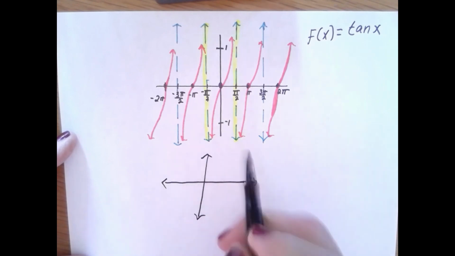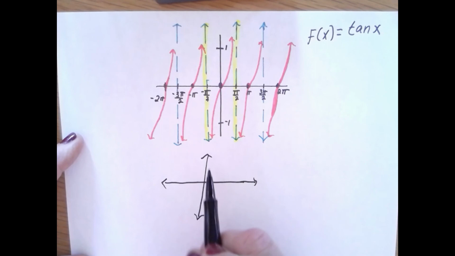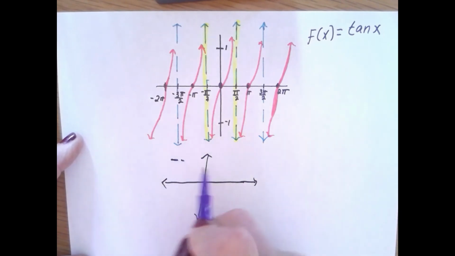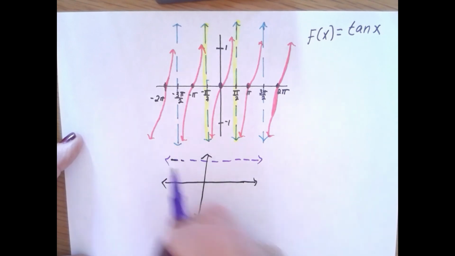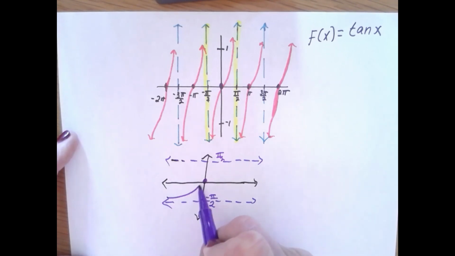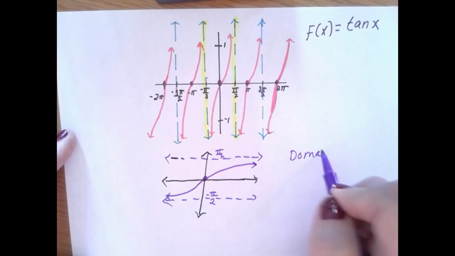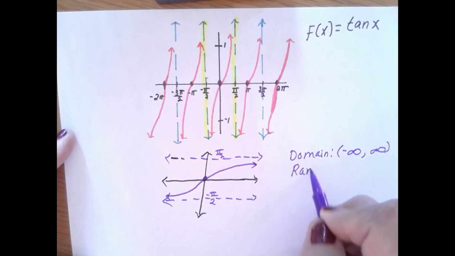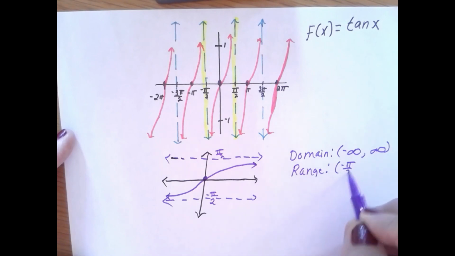And so we're going to set up our x and y axis. We know that our x's and y's will change, and so will our asymptotes where they are. So I'm going to put my asymptote here. This is pi over 2. And right here, and this is negative pi over 2. And in between, and this is going to be at 0, my graph is here. So my domain is negative infinity to infinity, and my range is from negative pi over 2 to pi over 2.